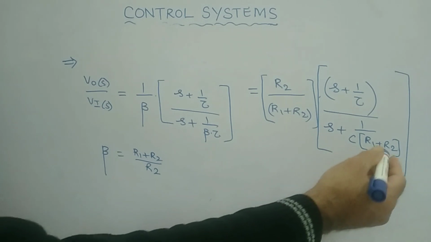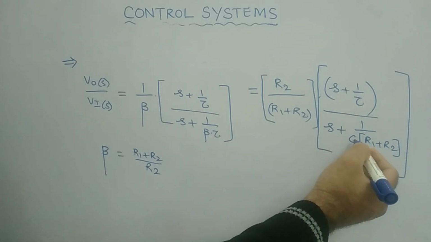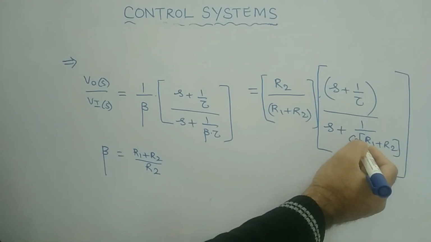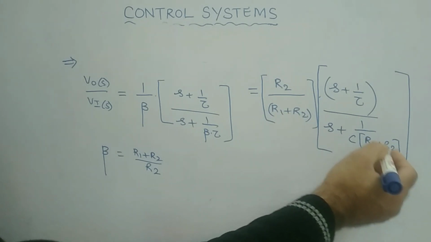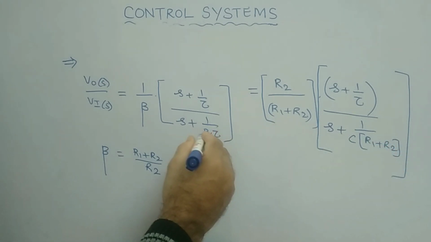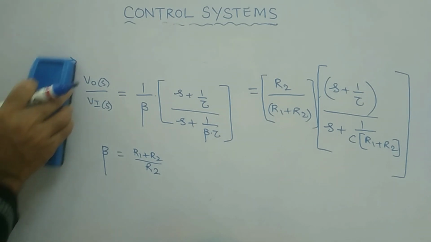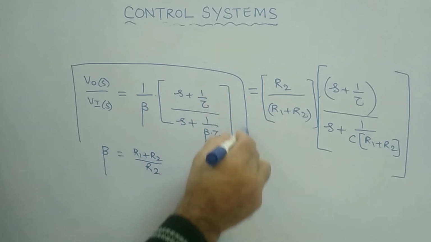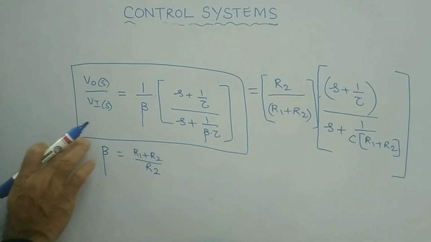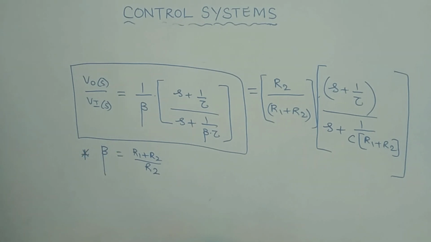Here if you take a small adjustment, again if required, you take C into R2, R2 as common, then it becomes 1 plus R1 by R2. Again with a small adjustment you will get the beta factor, and finally you can have the transfer function in this form: V naught of S by Vi of S is equal to 1 by beta. This is your final transfer function for the phase lag network, where beta is equal to R1 plus R2 by R2.